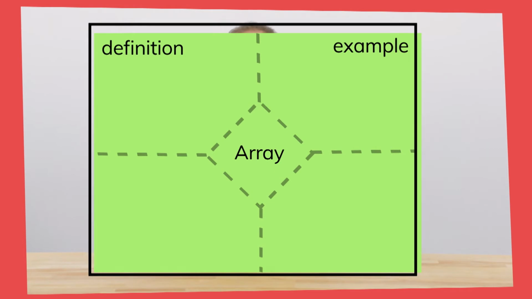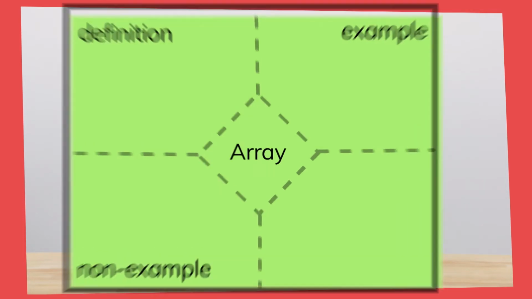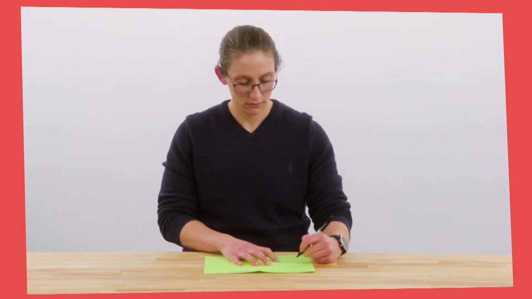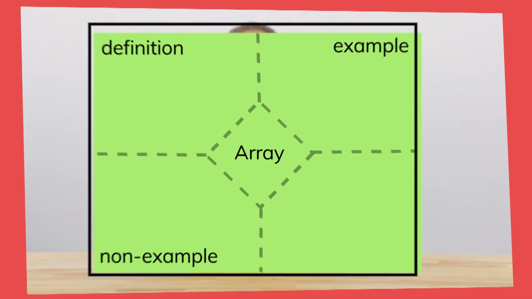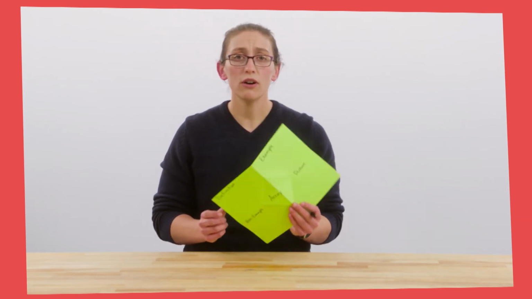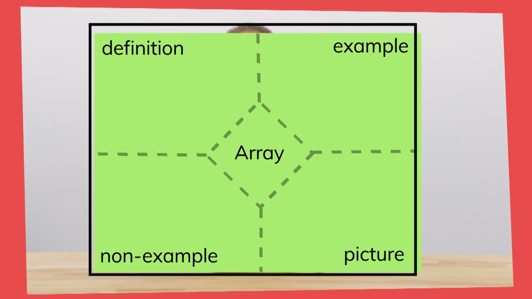And then, in the lower left rectangle, we'll provide a non-example, or what arrays are not. So write non-example here. Finally, in the lower right rectangle, we'll draw a picture to help us visualize what arrays are. So let's write the word picture here to remind us of what we're supposed to do. Now, we're going to define the word array together. So let's write the definition in our upper left rectangle.